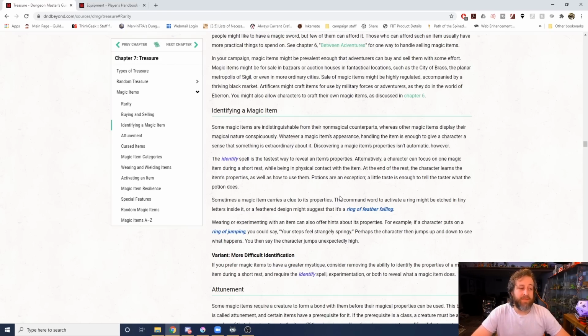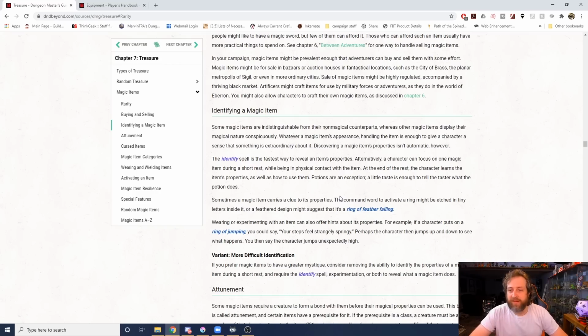Sometimes a magic item carries a clue to its properties. The command word to activate a ring might be etched in tiny letters inside it. A feather design might suggest that it's a ring of feather falling. Wearing or experimenting with an item can also offer hints about its properties. For example, if a character puts on a ring of jumping, you could say, your steps feel strangely springy. Perhaps the character then jumps up to see what happens, and you could say the character jumps unexpectedly high.